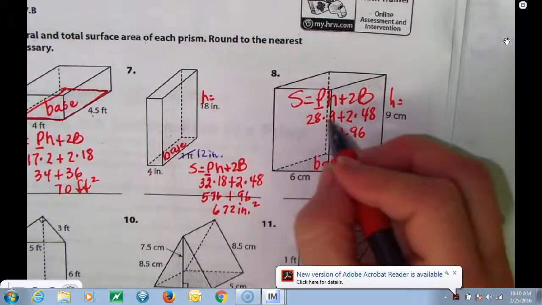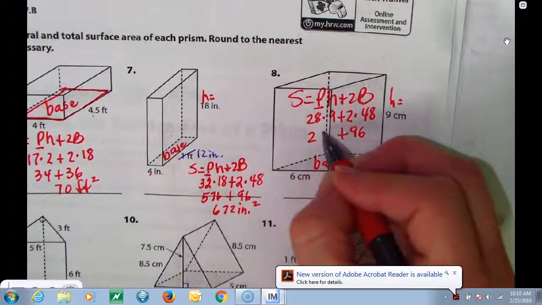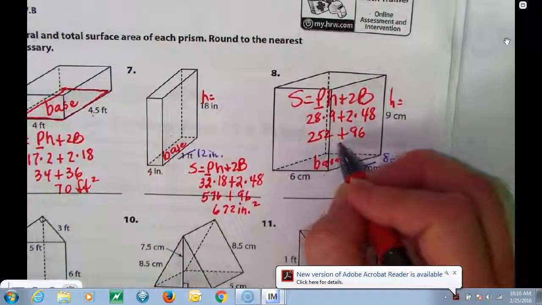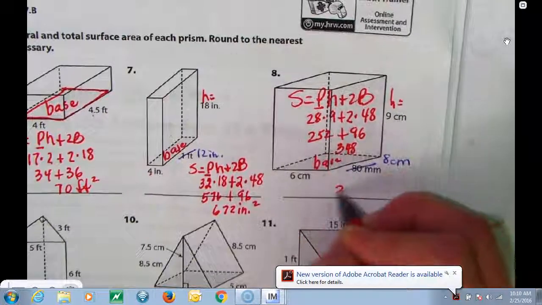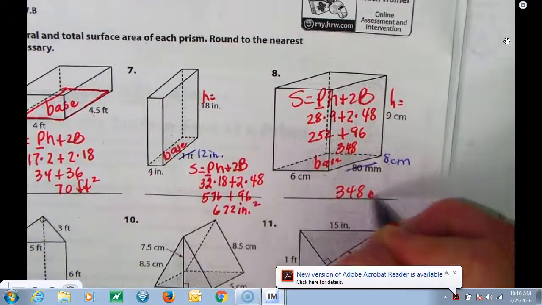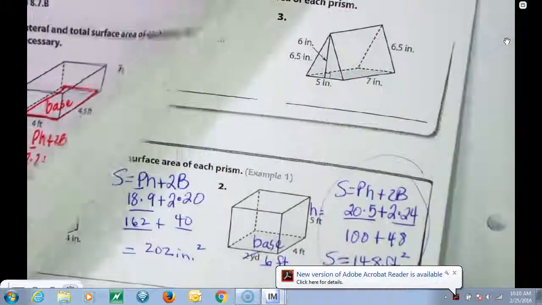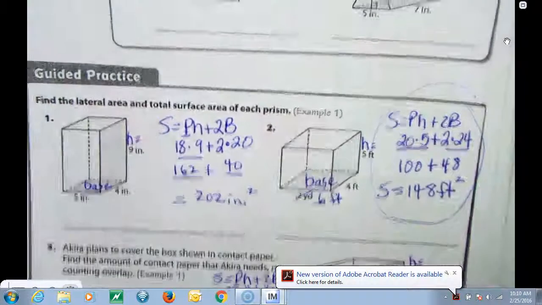28 times 9, plus 96 gives you 348 centimeters squared. Okay. Goodness gracious. Okay, turn back to 272. Look at the very top of the page.